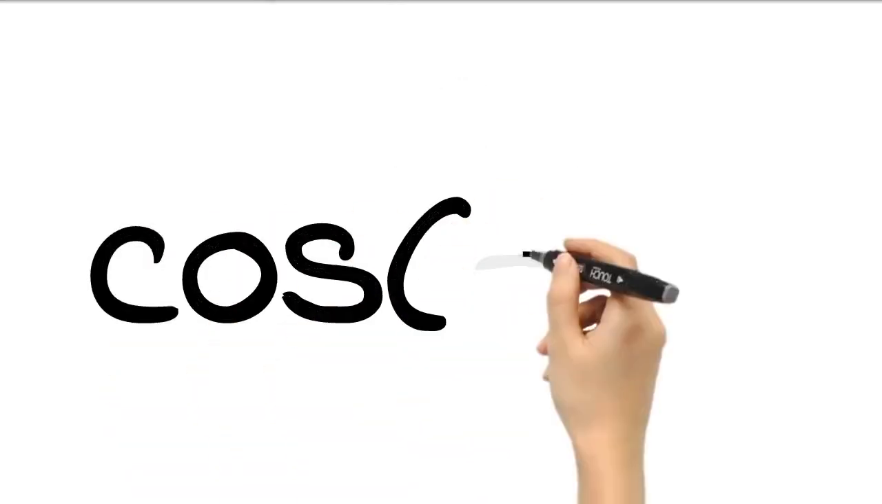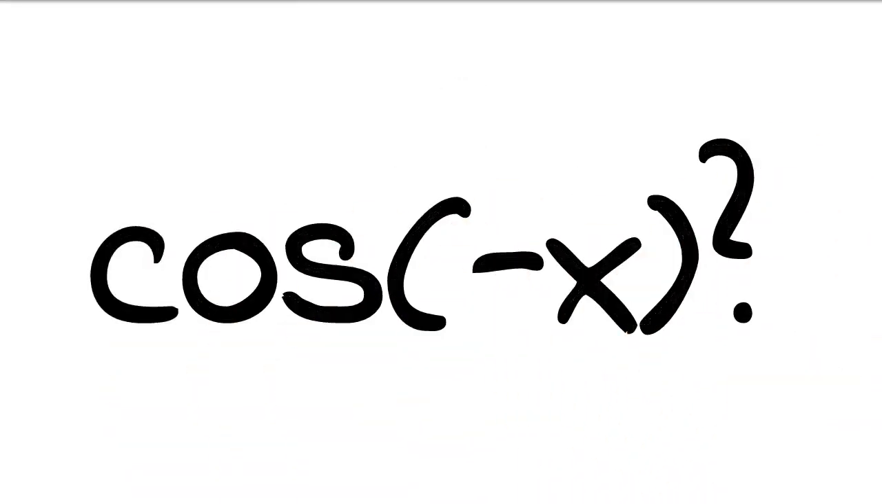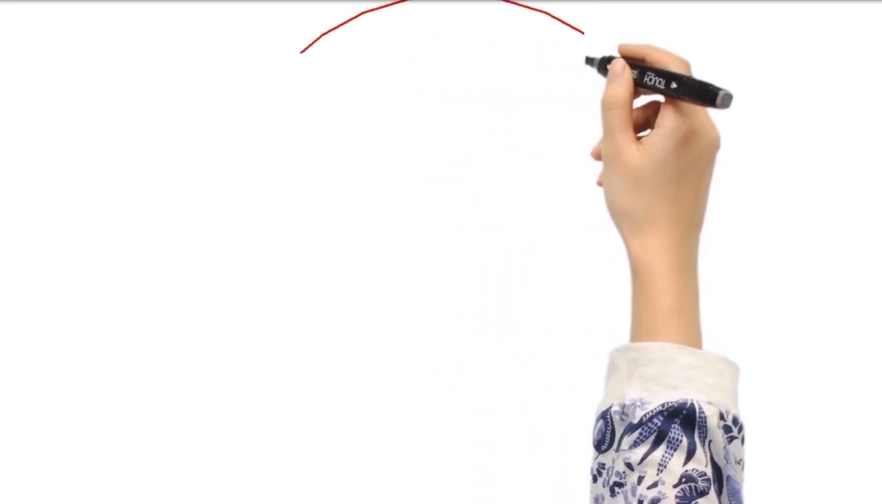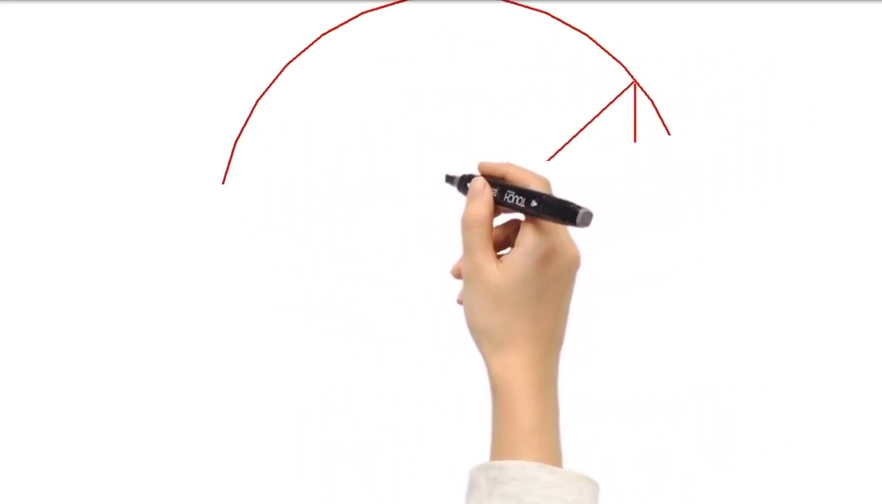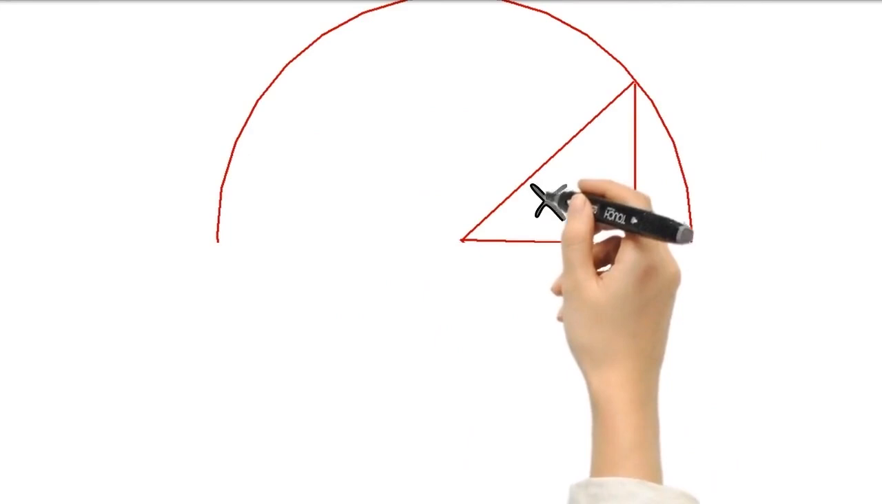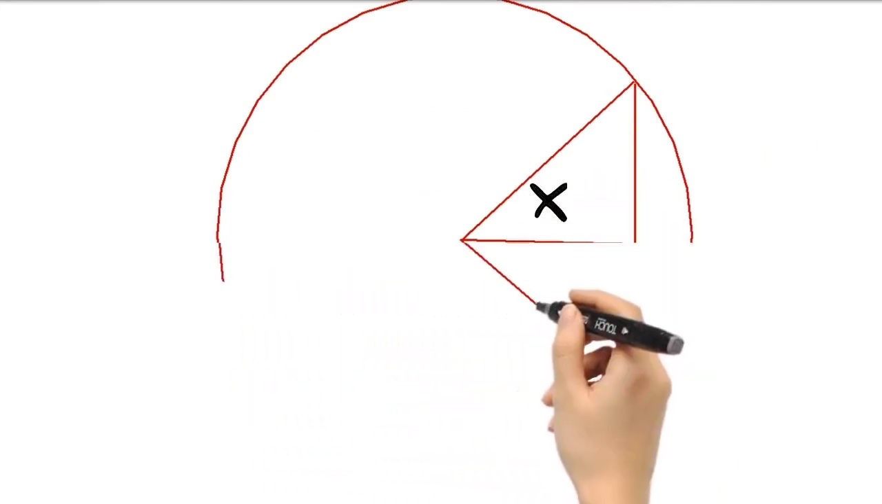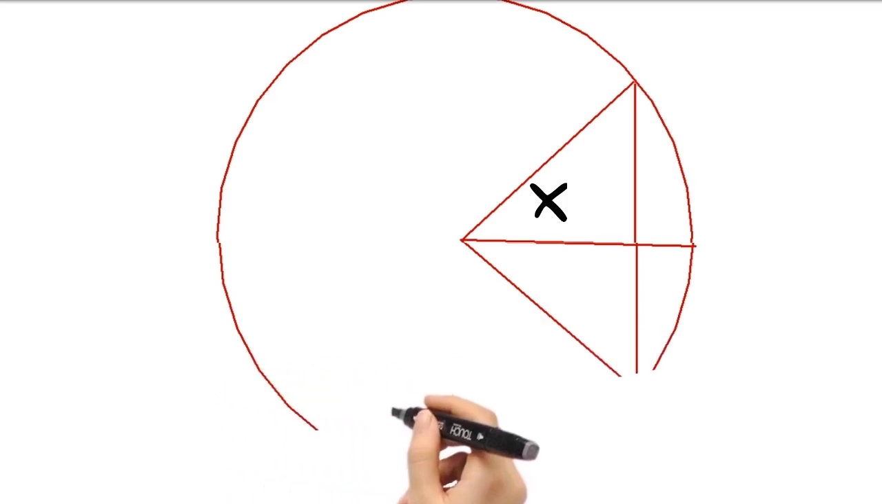So how do we find the values of cosine of negative x? Let's draw the top of the unit circle. Here, x is the angle. Now we mirror this picture and draw a copy. Now we can mark the negative of the angle as negative x.